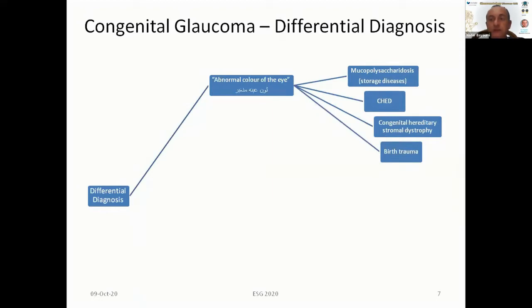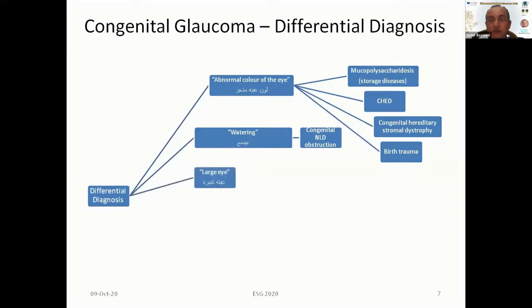And of course, birth trauma from forceps, which is exceedingly rare these days in view of the switch to cesarean section in cases of difficult labor. What about watering eyes? This may simply be a congenital nasolacrimal duct obstruction. It is not necessarily accompanied by intolerance to light, which is a hallmark of photophobia, and by the presence of corneal edema, rather than just a simple obstruction of lacrimal drainage pathways.